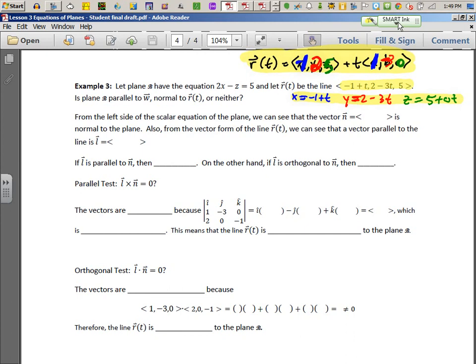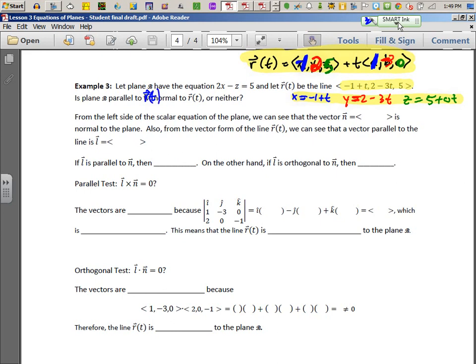So I just wanted you to see how that line fits into lesson 2 there. Okay, but let's read the question carefully and see what they're really asking. They just want to know if plane B is parallel to R of t, or normal to R of t, or neither. I don't know why I put W there, sorry.